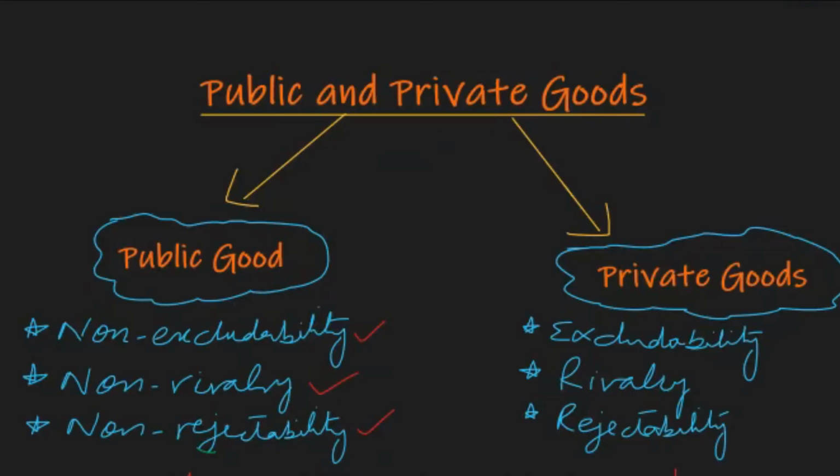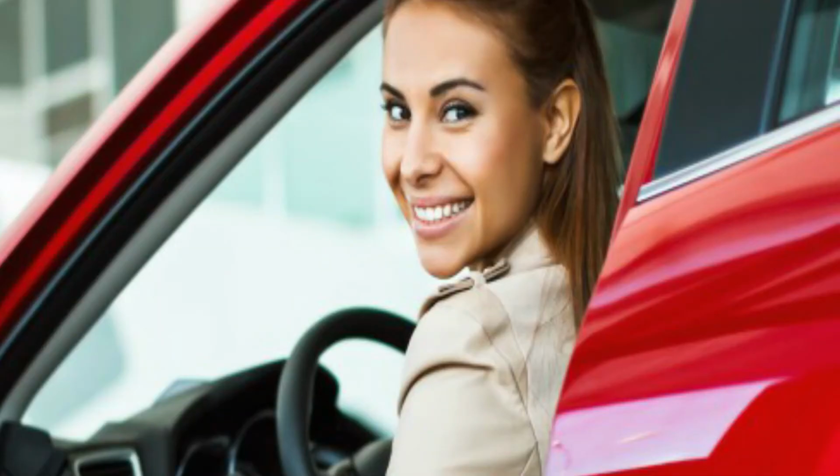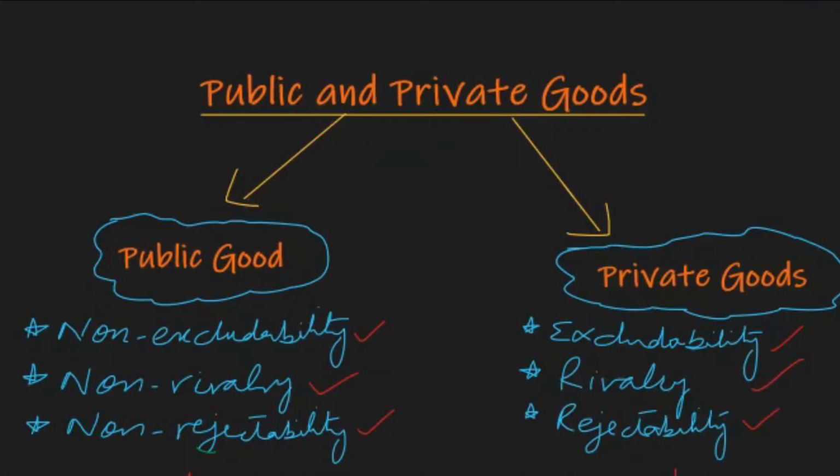The second type of good is private good, and private goods are exactly opposite to public goods. Private goods have three main features. Number one is excludability, number two is rivalry, and number three is rejectability. Excludability means we can exclude someone from its use. For example, the personal car of an individual is excludable for others because people don't allow others to use their products without paying for it. People can hold private goods as their private property and can exercise their property rights.